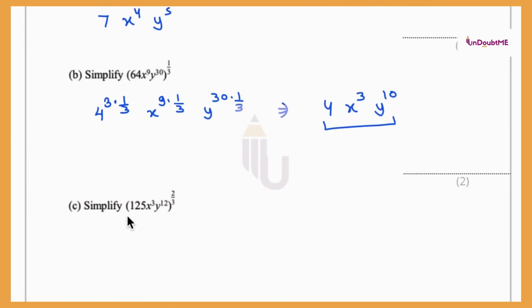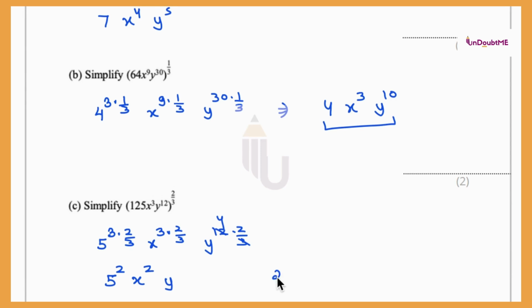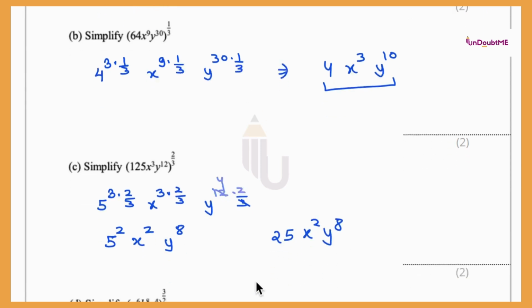Next comes 125 x to the power 3 y to the power 12. We will take individual powers. 125 will be written as 5 cubed to the power 2 by 3, x to the power 3 to the power 2 by 3, y to the power 12 to the power 2 by 3. That will give me 5 square x square y to the power 8. So that will be 25 x square y to the power 8.